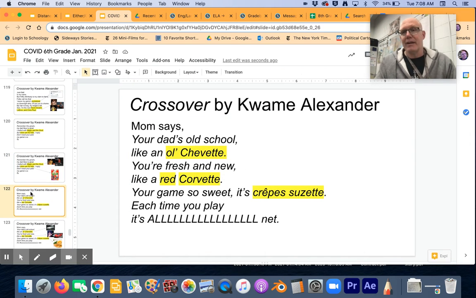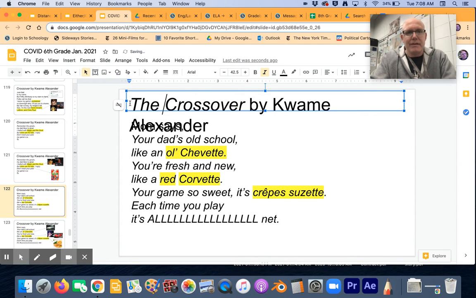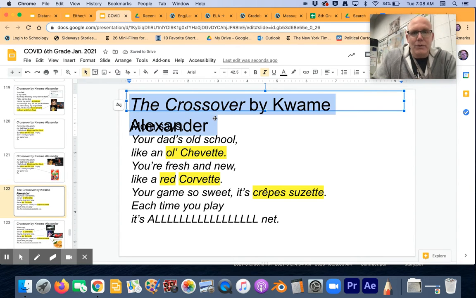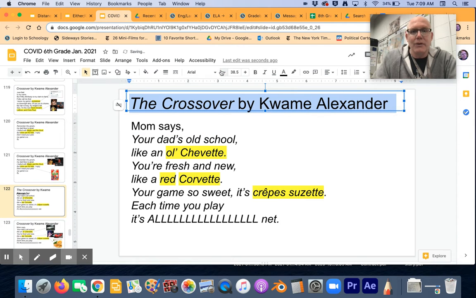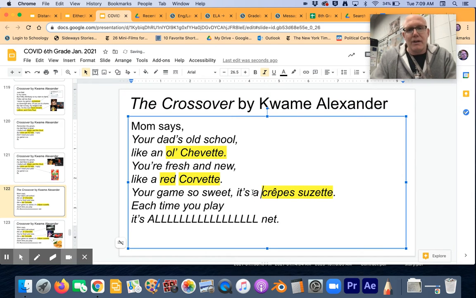All right, last stanza that I'm going to talk about is this. So mom says, your dad's old school, like an old Chevette. You're fresh and new, like a red Corvette. Your game's so sweet, it's crepe Suzette. Each time you play, it's all net.